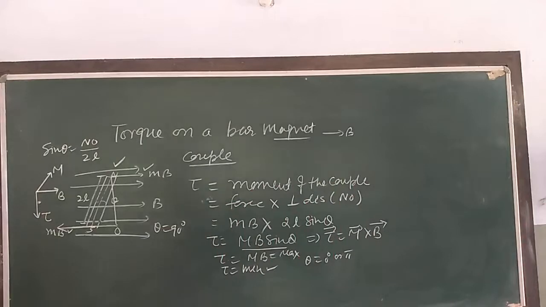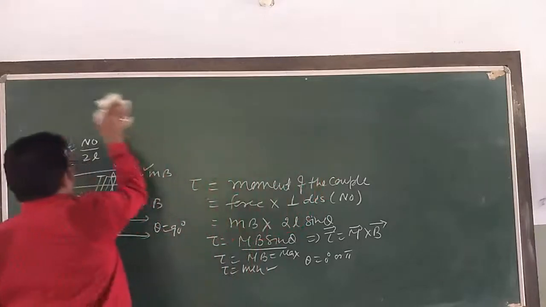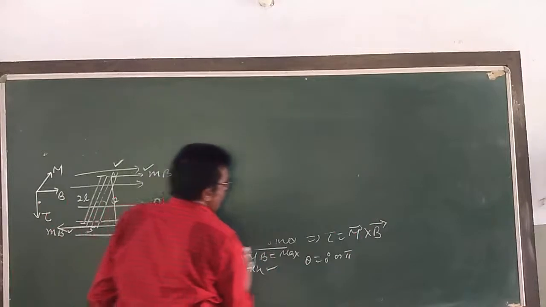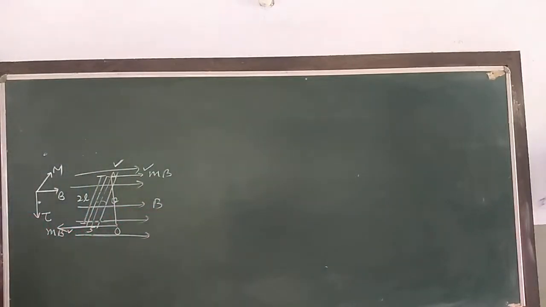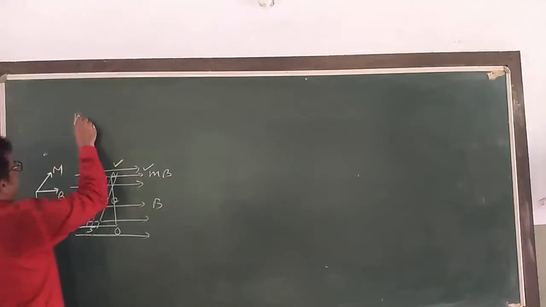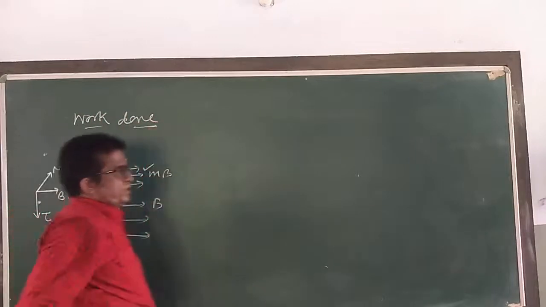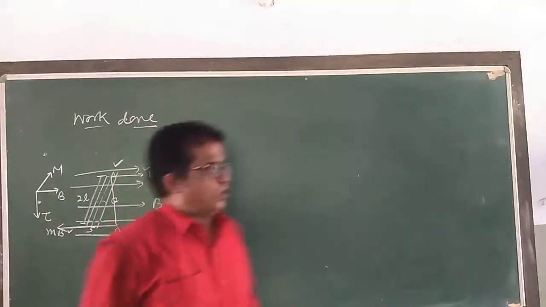Then what will be the work done in rotating the magnetic dipole? If you are rotating the dipole, you have to do some work. So write here: work done, same figure here. The work done in rotating the dipole in a magnetic field. Also, we are going to find out the potential energy here.